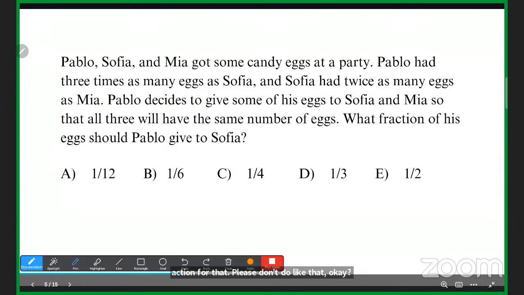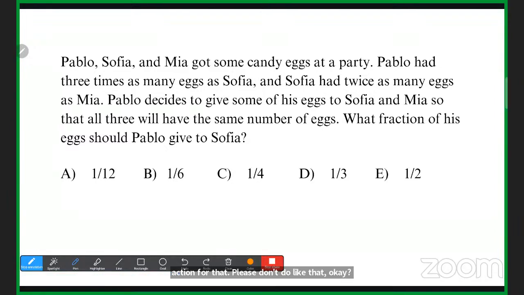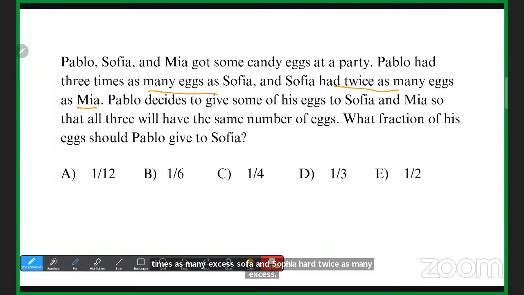Pablo, Sophia, and Mia got some candy eggs at a party. Pablo had 3 times as many eggs as Sophia, and Sophia had twice as many eggs as Mia. Pablo decided to give some of his eggs to Sophia and Mia so that all 3 will have the same number of eggs. What fraction of his eggs should Pablo give to Sophia?